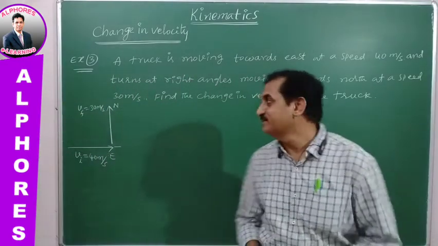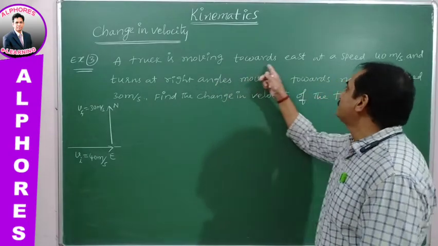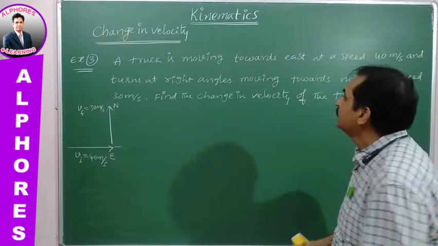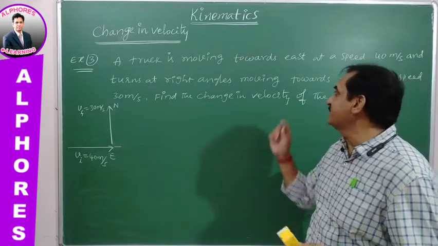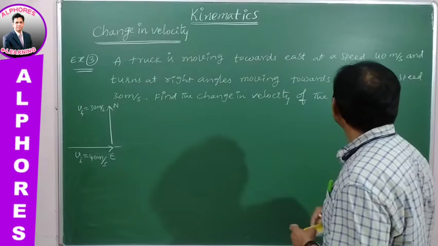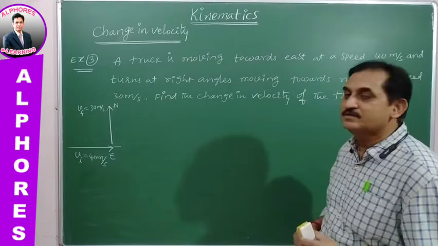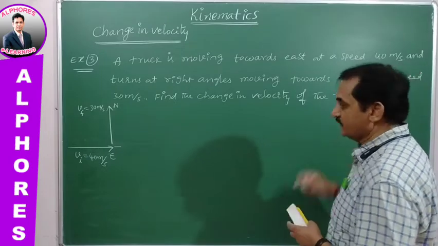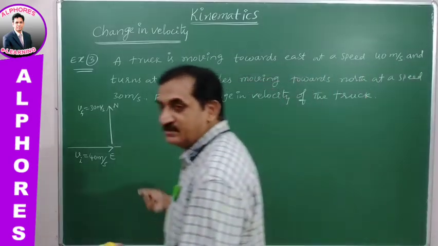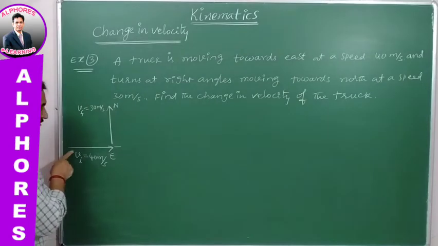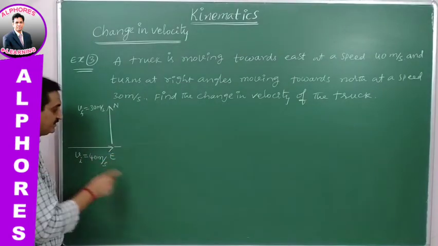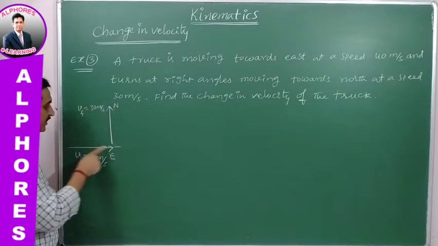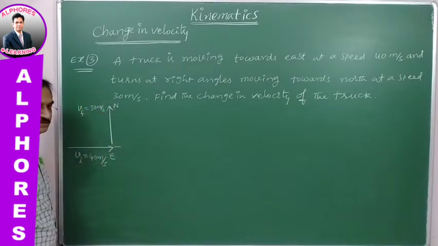Once again I repeat. A truck is moving towards east at a speed of 40 meters per second and turns at right angles, moving towards north at a speed of 30 meters per second. Find the change in velocity of the truck. Here, this is the velocity with which it is moving towards east, and next it is north. 40 and 30 meters per second.